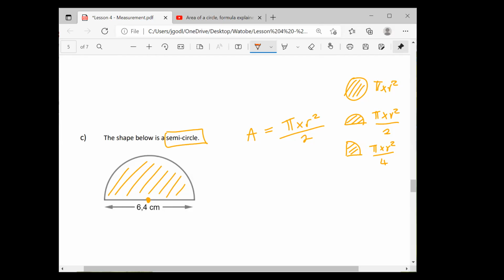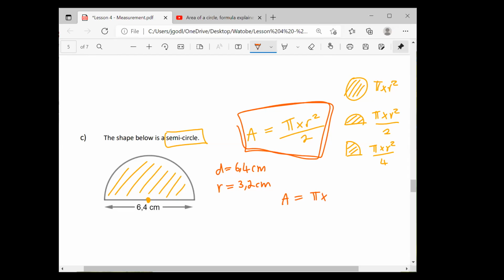Okay, let's go through this. So first thing is we have to try and understand what information we've been given. We've been given a diameter, which is 6,4 centimeters, which means our radius is going to be 3,2 centimeters. Okay, and then we get to just put it into our formula. So area is equal to pi times 3,2 squared divided by 2, and that gives us a total of 16,08 centimeters squared.